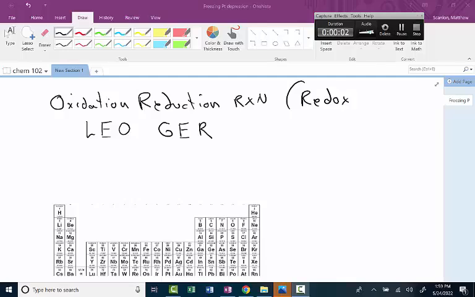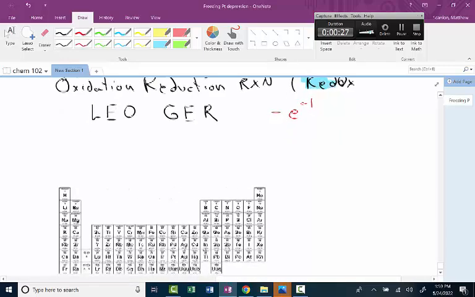So we're going to talk about oxidation reduction reaction, commonly called redox. I should have capitalized that O. Redox reaction. And we're talking about the gain and loss of electrons. And so compounds and elements are going to gain or lose electrons, and we're going to keep track of these, and we're going to count them with oxidation numbers.